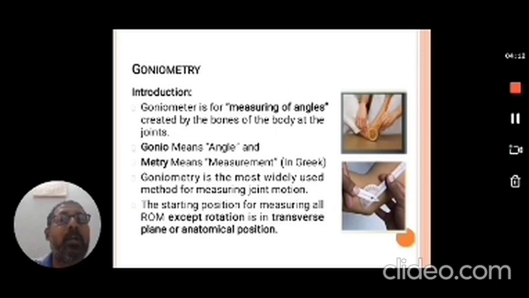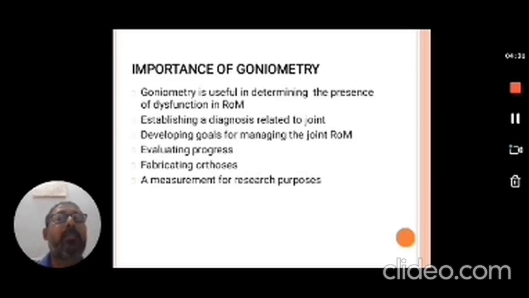Goniometer actually means: gonio means angle and metry means measurement. These words have been derived from Greek words. It is meant for measuring angles. In the medical fraternity, it is used to measure the angles created by the bones of the body.